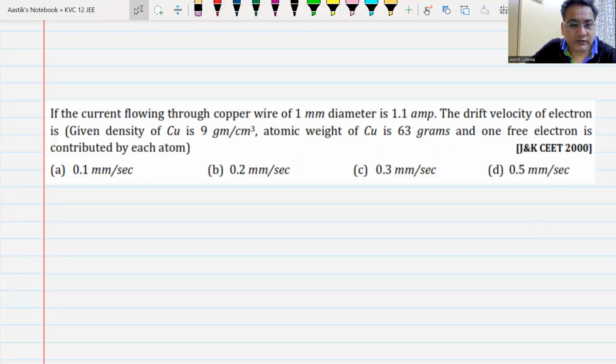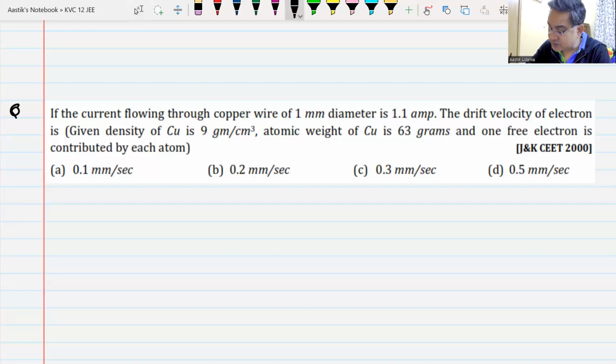If the current flowing through a copper wire of 1 mm diameter, you have to be careful about the units, is 1.1 ampere, the drift velocity of electron is how much? Density of copper is given as 9 gram per centimeter cube. Atomic weight 63 grams. And one free electron is contributed by each atom. Let's see if you can assemble all the data together and get your answer.